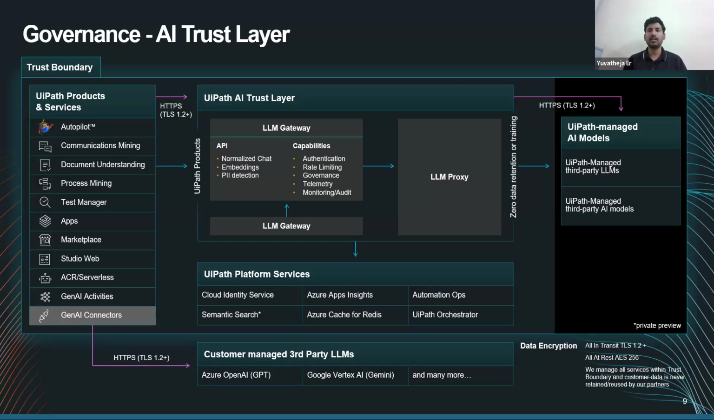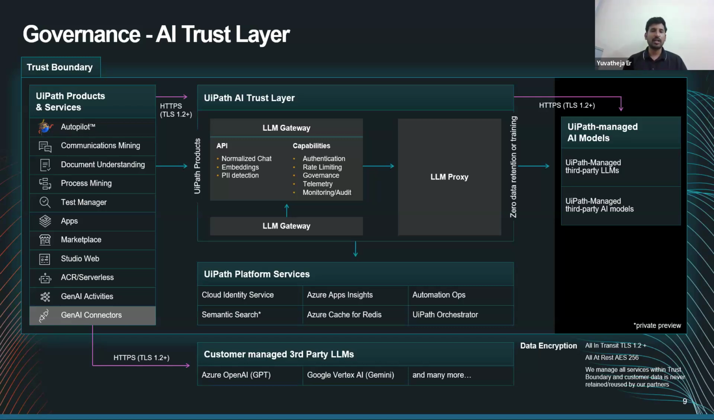Now in the AI trust layer, you primarily have these components wherein you have the LLM gateway, you have API capabilities in it, and of course you have some part of governance as well. I'll tell more on the governance in the next slide.